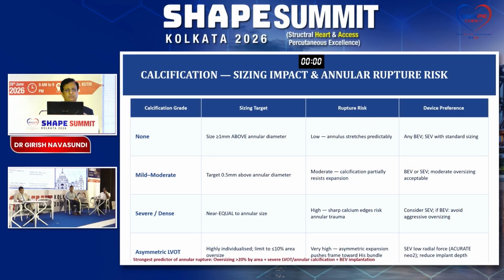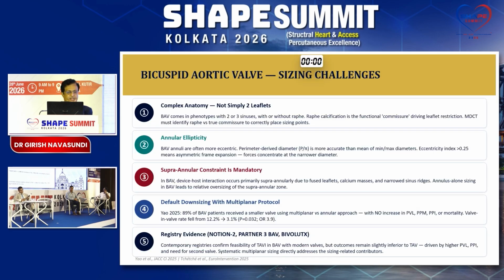Also, when you have intermediate sizing, try to avoid taking a larger device, because there is faster degeneration if you use a larger device versus choosing a smaller one and overinflating it. You have better durability, lesser pacemaker, lesser PVL. So don't try to oversize in anxiety.